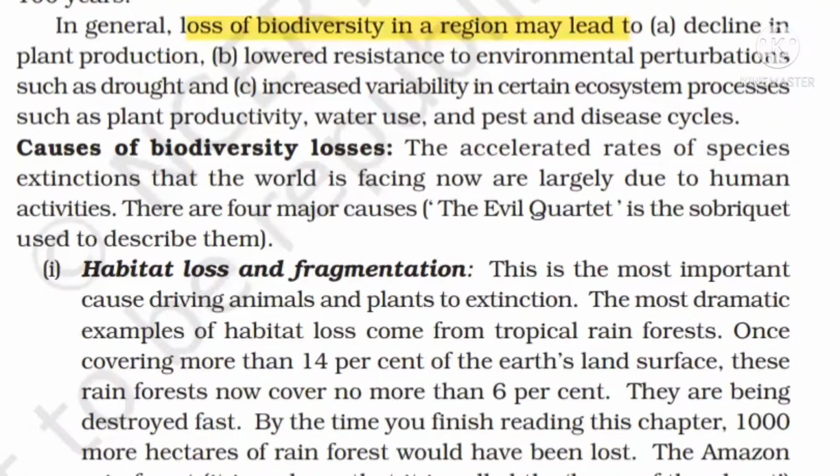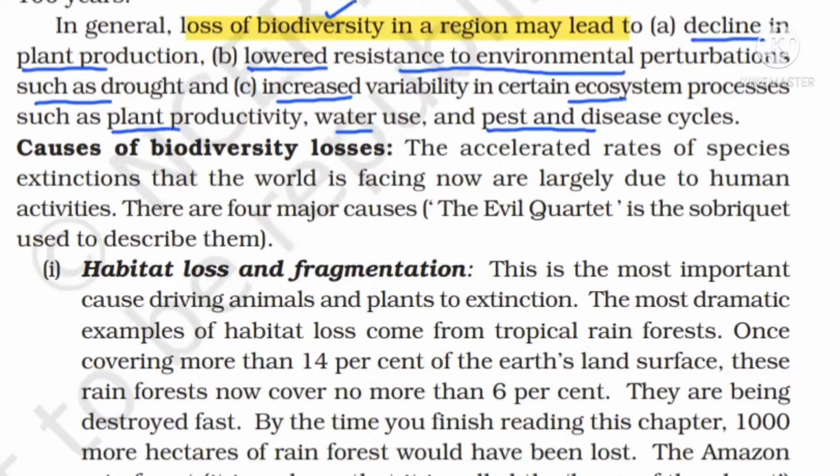First of all, it will lead to a decline in plant production. When diversity is less, obviously production will also decrease. Second, they will not have resistance to environmental disturbance, such as drought. And third, there will be a lot of variability in ecosystem processes, such as plant productivity, water use, pest and disease cycles. So the loss of biodiversity may lead to these 3 major problems.